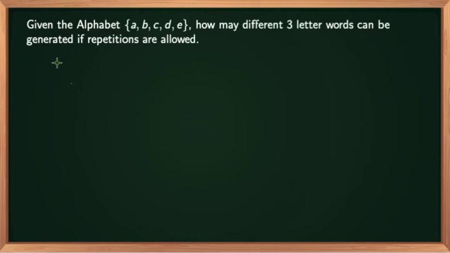Okay, given the alphabet A, B, C, D, E, how many different three-letter words can be generated if repetitions are allowed? See, in this particular problem, they are asking three-letter words. So we have three different positions to fill, and they have told that repetitions are allowed, which means I can put A, B, C, D, or E in any of these positions, which means I can put 5 different combinations here, 5 different combinations here, again 5 different combinations here. So the answer for this particular problem is 5 into 5 into 5, which means 5 cube. So that is equal to 125.